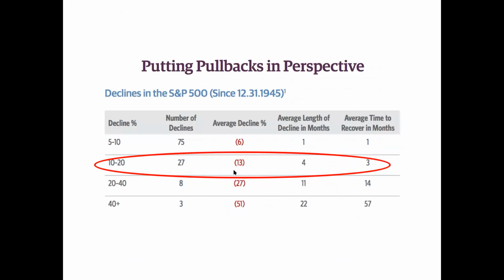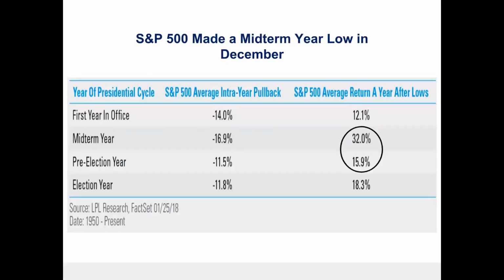We went down about 20%. The average length of the decline is about 4 months. Started at the end of September. We're now at the end of January. And then the average time to recover in months is about 3 months. So this kind of lines up with that view that we could see some choppiness in the near term, but ultimately, if we're looking 6 to 12 months out, signs point to some bullishness, and there's reason to be bullish.